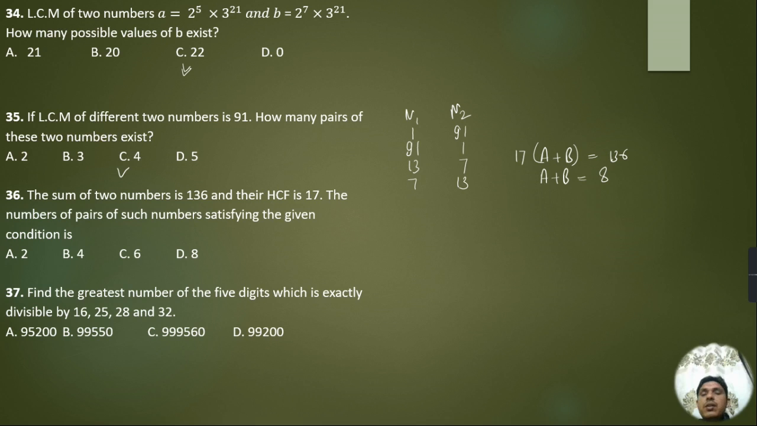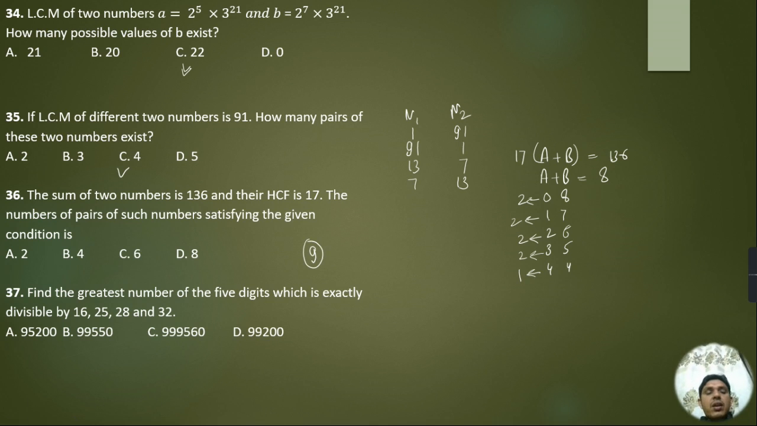So if we try to put the values, this will be 0, 8, 8, 0. Right? So 0, 8 and 1, 7, 2, 6 and 3, 5 and 4, 4. Right? Two values from this, two values from this, two values from this, two values from this, and one value from this. That means the total number of values should be 9. Those are satisfying the condition. So I guess the option is not there. Answer of this question should be 9.